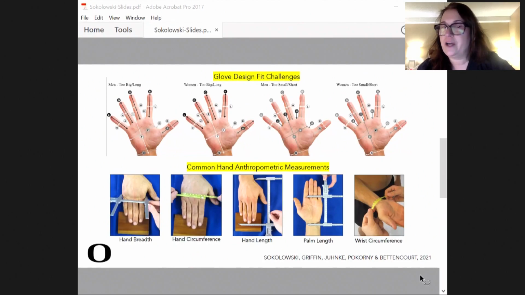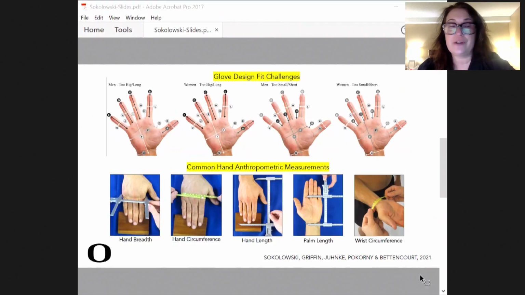This work has inspired us to develop a new set of anthropometric measures for glove design, totaling 22 measures as opposed to the 5 measures you see on the bottom here. These 5 measures are the typical hand measures that most anthropometric studies have for PPE development.